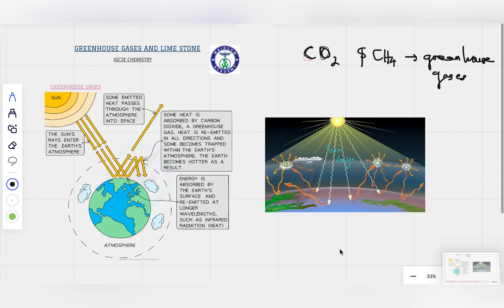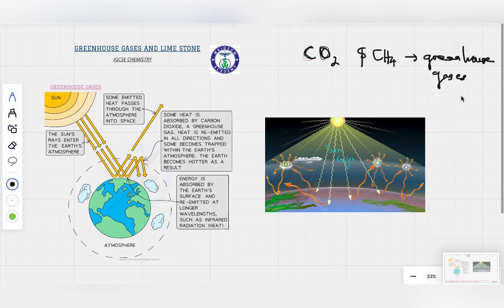And then the next one we look at limestones. Okay. Now let's first of all, what are greenhouse gases? Normally we always say carbon dioxide and methane. They are greenhouse gases. Carbon dioxide and methane, CO2 and CH4.